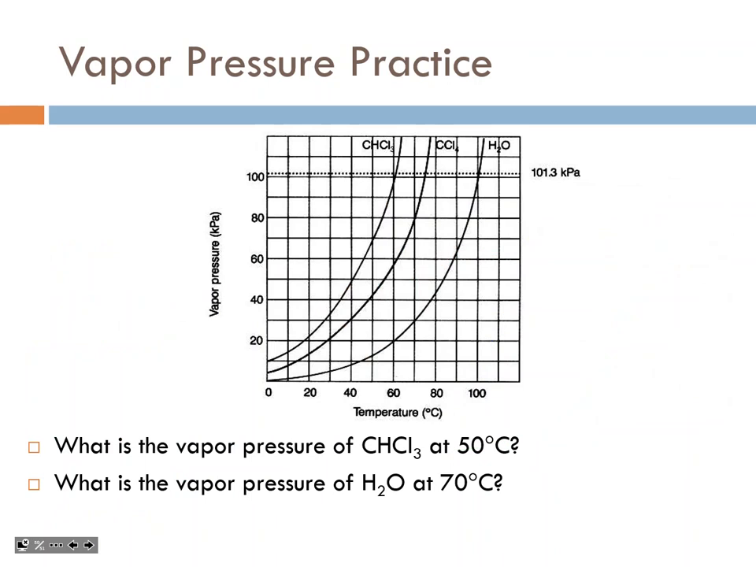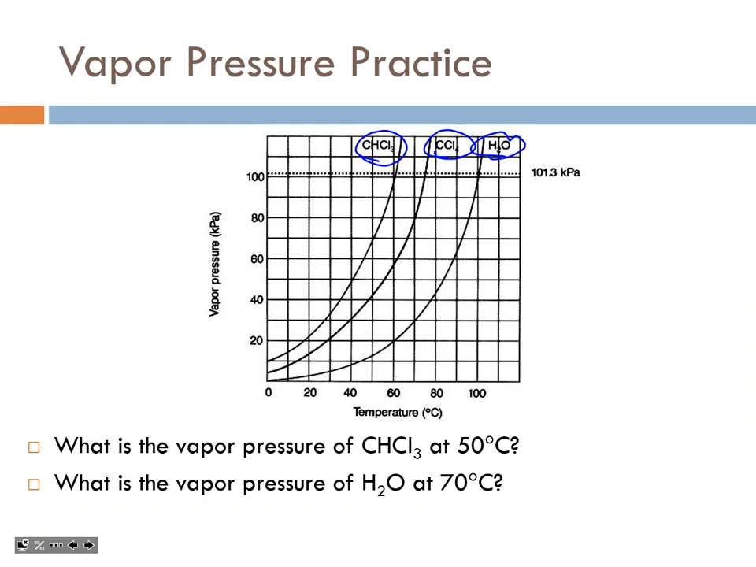So now all we have to do is a few little practices here, which is graph reading, which should be pretty easy. We have chloroform, we have carbon tetrachloride, and water up here. Chloroform is this CHCl3, I believe. And then we have the carbon tetrachloride, and then we have the water there. So three on our curve. First two questions, just read the graph, very easily answered.